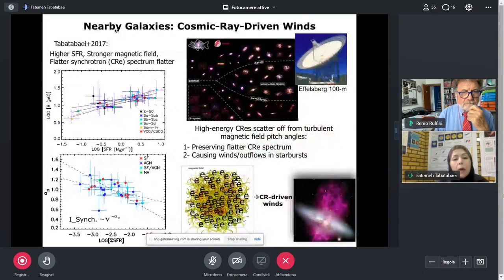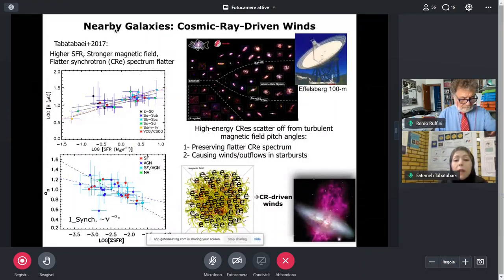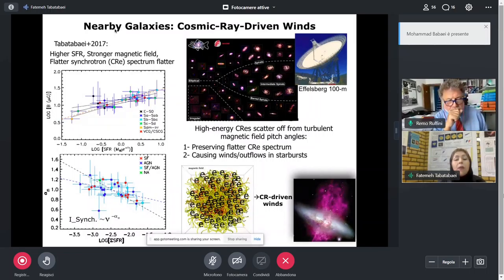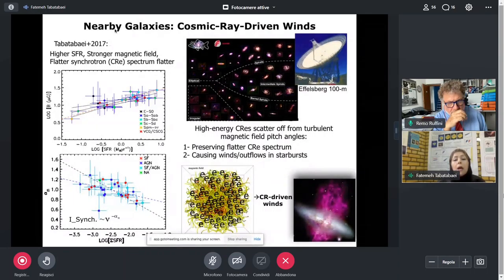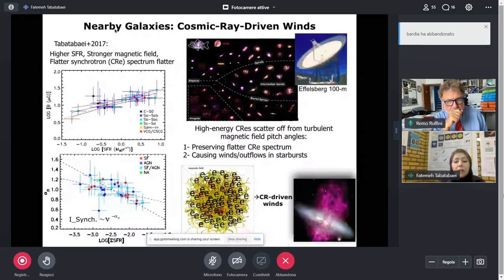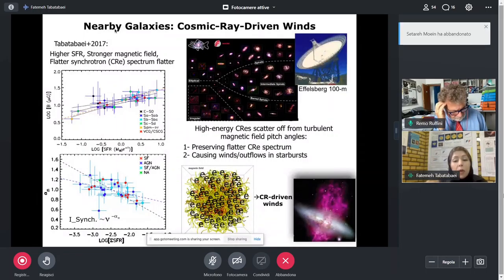Well, this has been shown in our other work, the radio follow-up study of the Kingfisher project, showing that the galaxies which have a higher star formation rate have a stronger magnetic field. But on the other hand, their synchrotron spectrum, or the cosmic ray energy spectrum, is flatter. How can we explain this? This cannot be explained only by the fact that in higher star-forming galaxies the magnetic field has a tangled morphology, and there is a scattering of the high-energy cosmic rays from the pitch angles of the magnetic field. This way, they do not lose their energy to synchrotron, and they just stream out, decouple from the magnetic field, and they can cause strong pressure gradients and trigger winds and outflows in galaxies.